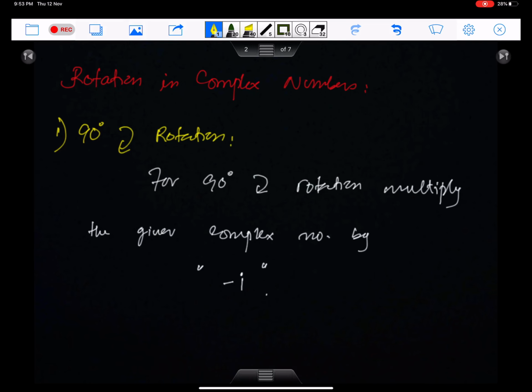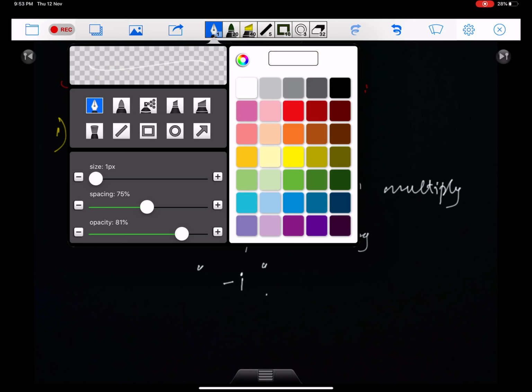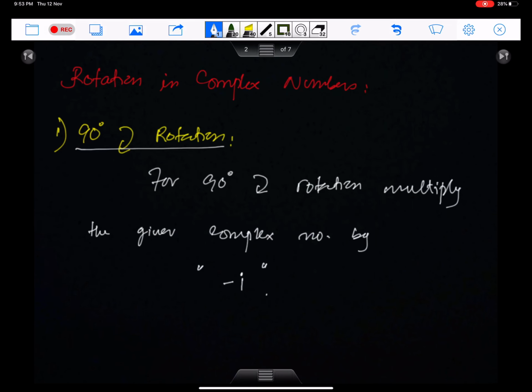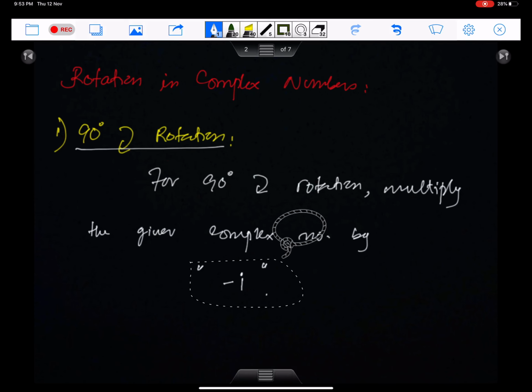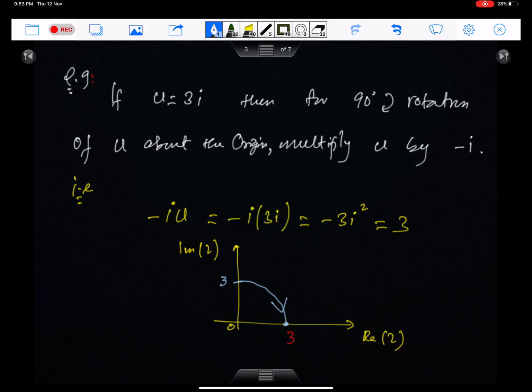Well, rotation in complex numbers. 90-degree clockwise rotation. For 90-degree clockwise rotation, you need to multiply the given complex number by minus i. So make sure you multiply the given complex number by minus i for 90-degree clockwise rotation. For example, if u is 3i, then for 90-degree clockwise rotation of u about the origin, you need to multiply u by minus i.